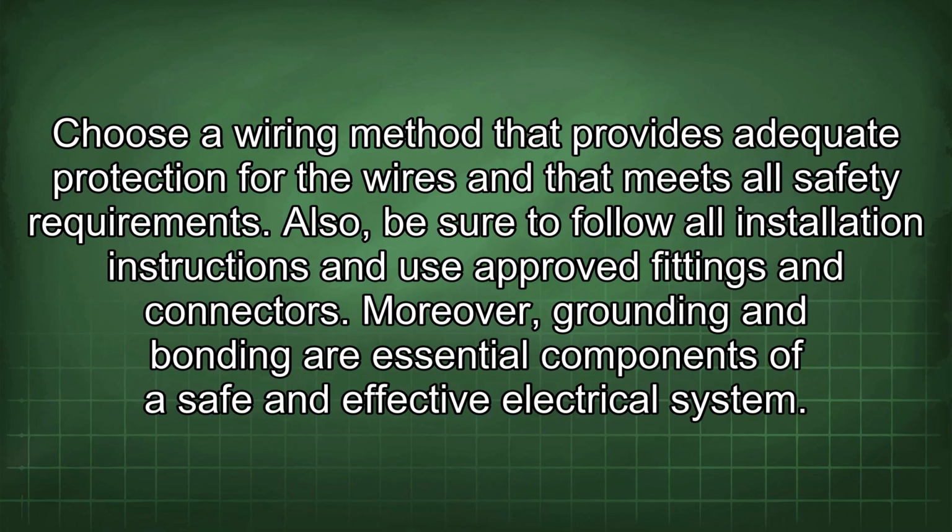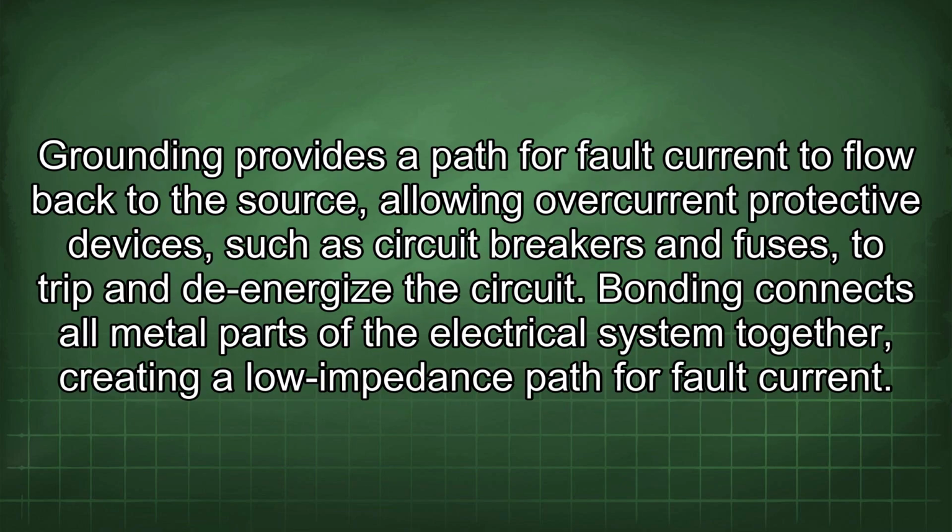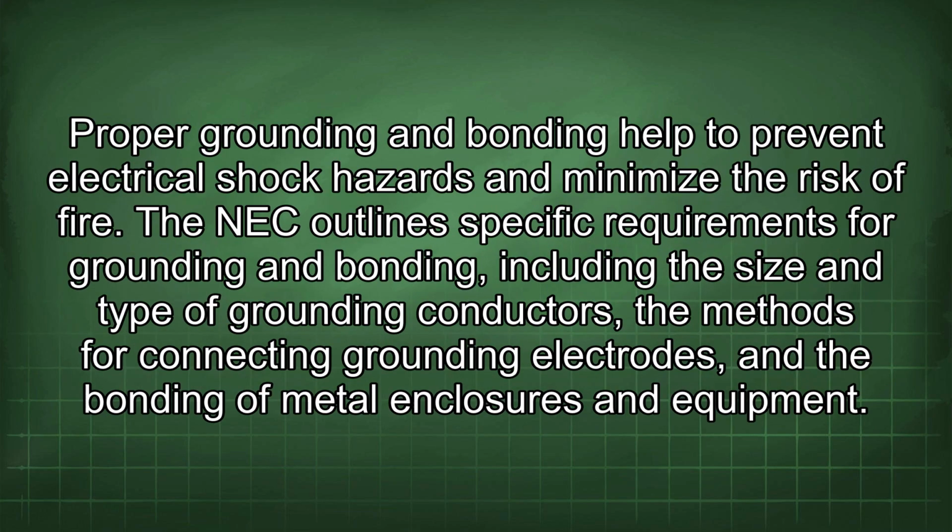Moreover, grounding and bonding are essential components of a safe and effective electrical system. Grounding provides a path for fault current to flow back to the source, allowing overcurrent protective devices such as circuit breakers and fuses to trip and de-energize the circuit. Bonding connects all metal parts of the electrical system together, creating a low impedance path for fault current. Proper grounding and bonding help to prevent electrical shock hazards and minimize the risk of fire.